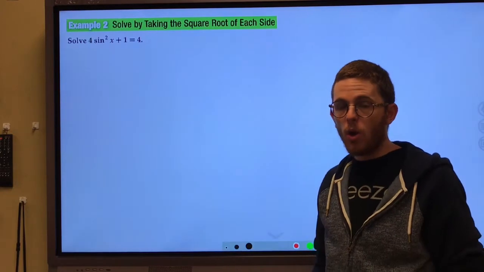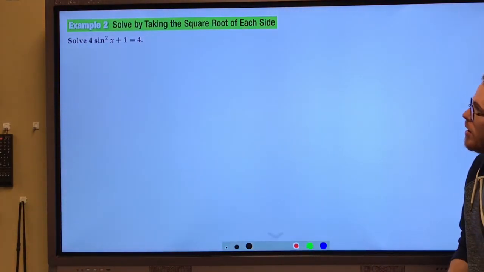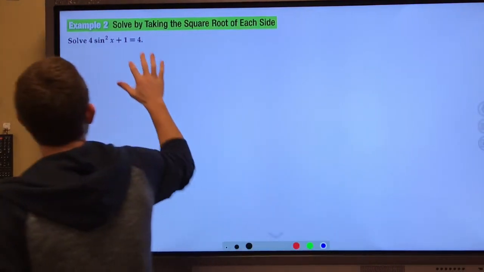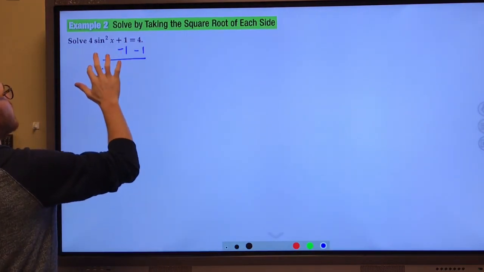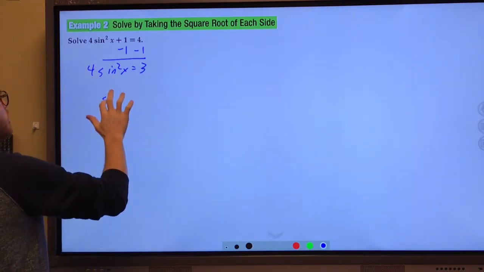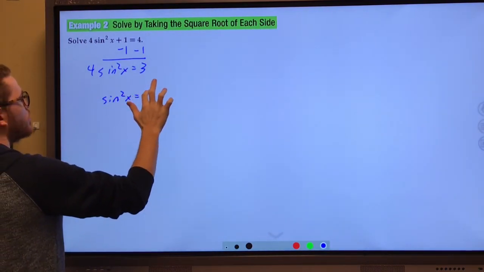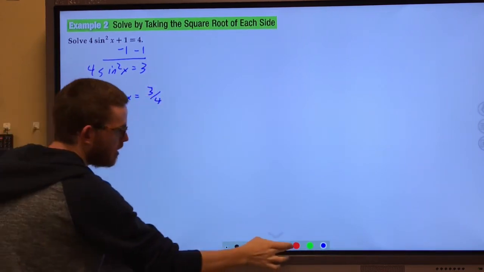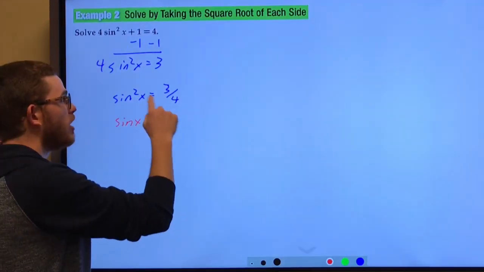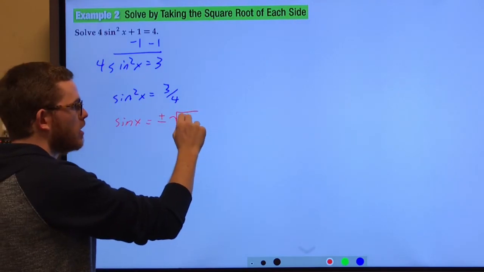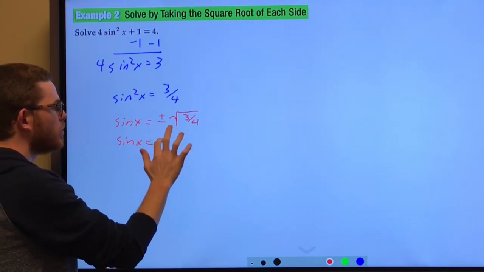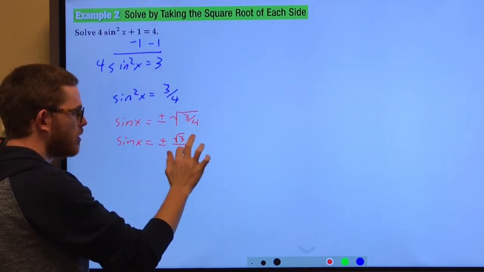Now notice still right here we only have one trig ratio that we're dealing with. We're only dealing with sine. So I'm going to isolate that. I'm going to subtract 1 from both sides. Still have 4 sine squared x equals 3. Divide by 4. So sine squared x equals 3/4. If I take the square root of both sides, sine equals positive or negative, since we're taking the square root, square root of 3 over 4. So let's simplify that down. That would be sine of x equals positive or negative root 3 over 2.